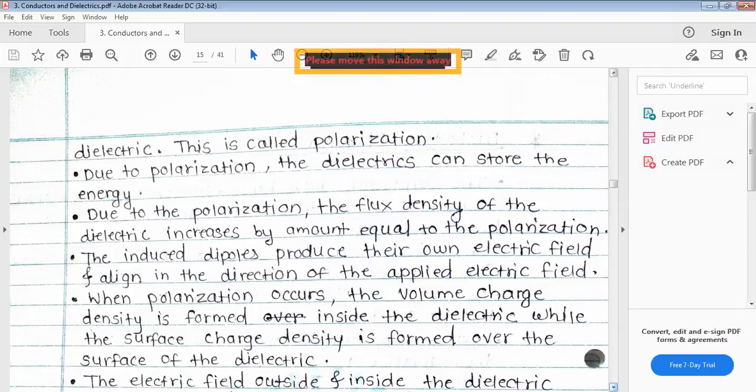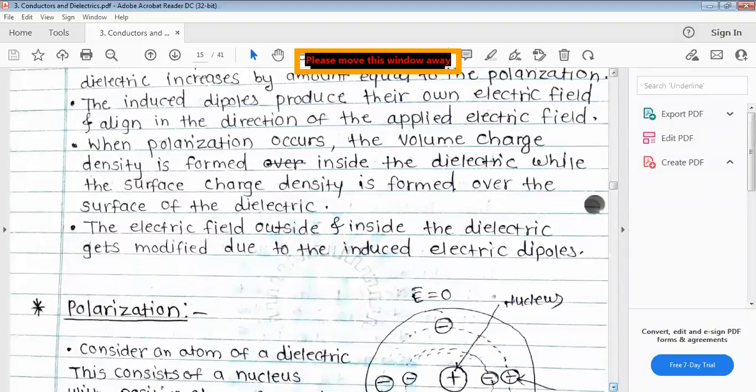Okay, now the induced dipoles produce their own electric field. The induced dipoles produce their own electric field and align in the direction of the applied electric field. So when these dipoles are produced, these dipoles are producing their own electric field. Okay, own electric field.